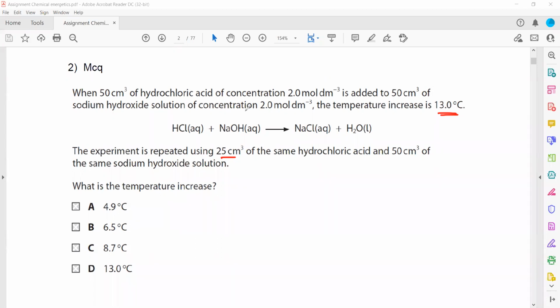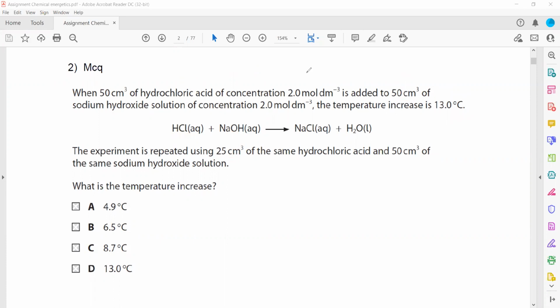So basically, as you can see, in the first part the volume and concentration are the same, which means we will have an equal number of moles of HCl and NaOH, because concentration times volume in dm cube gives the moles. So we have equal moles of HCl and sodium hydroxide, and that caused the temperature change of 13 degrees.